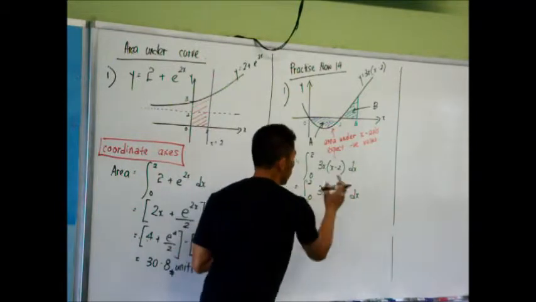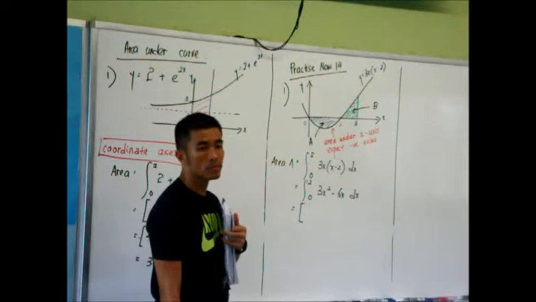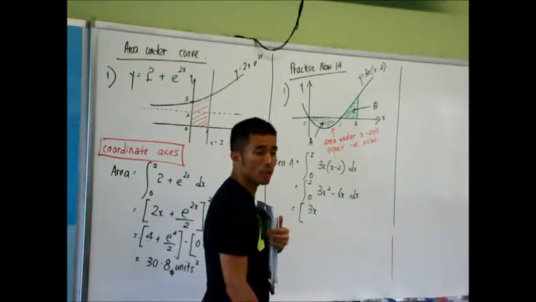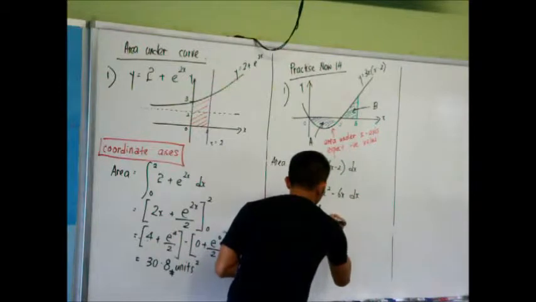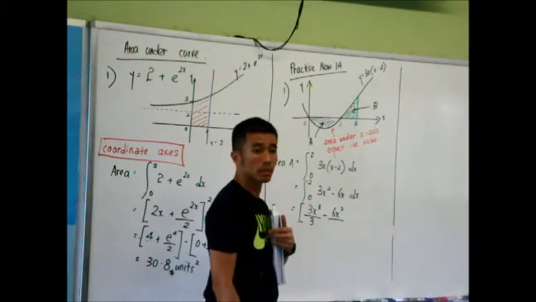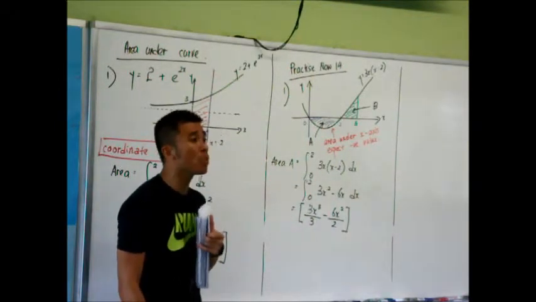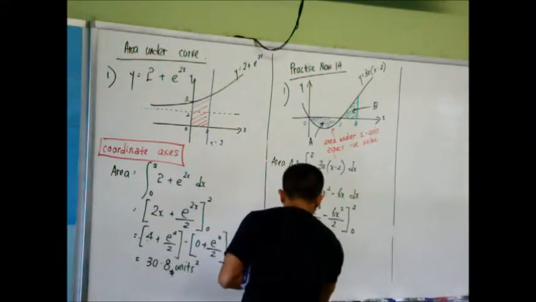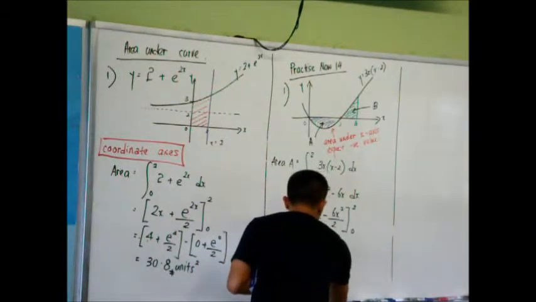And now how to do the integration over here? x to the power of 3 divided by 3 minus 6x squared divided by 2. The good thing with area is the integration will normally be very straightforward. Don't have to think too hard. Then we simplify our expression first before we do our substitution inside.